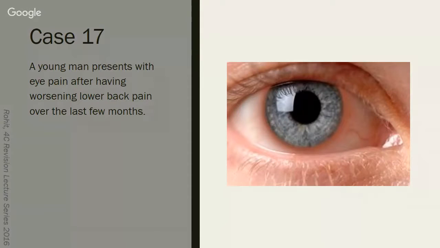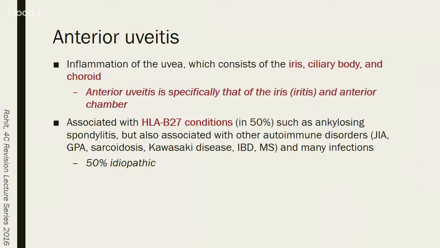So moving on. A young man presents with eye pain after having worsening lower back pain for the last few months. Yeah, good. Anterior uveitis. So anterior uveitis is inflammation of the uvea, and I didn't talk about what the uvea was because it's not really a thing. So it's kind of a collection of things, including the iris and the ciliary body and the choroid. But when we talk about anterior uveitis, we just mean really the iris and the ciliary body. So it's also sometimes called iritis. And it's usually associated with those HLA-B27 conditions. So ankylosing spondylitis, which this patient might have had, or psoriatic, or enteropathic, or Reiter's syndrome, one of those four.